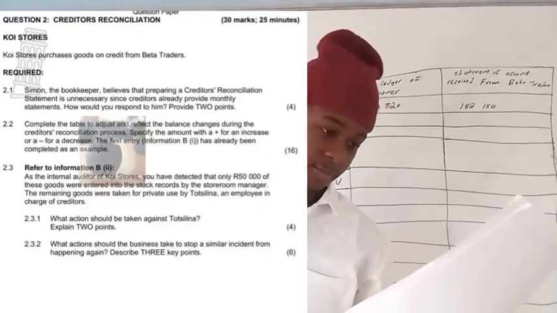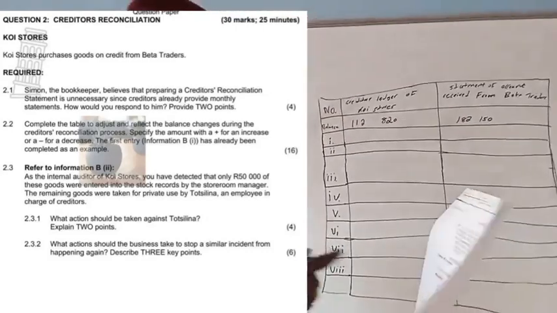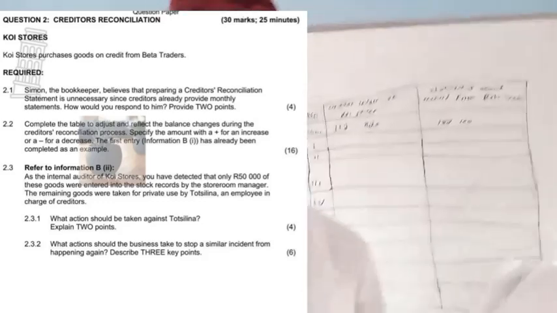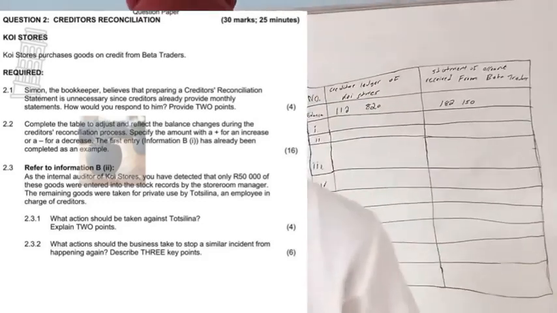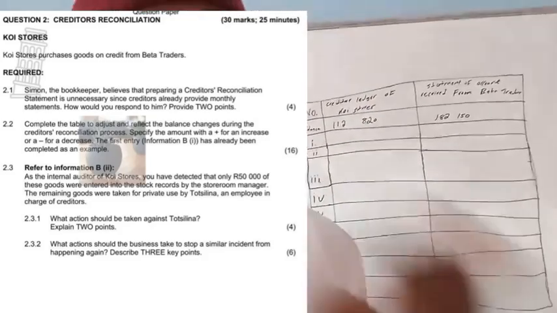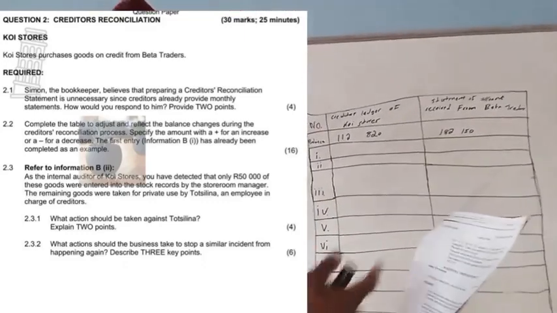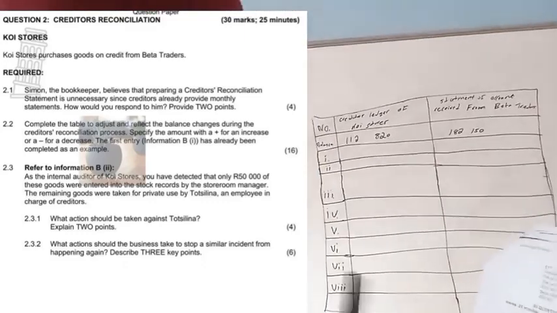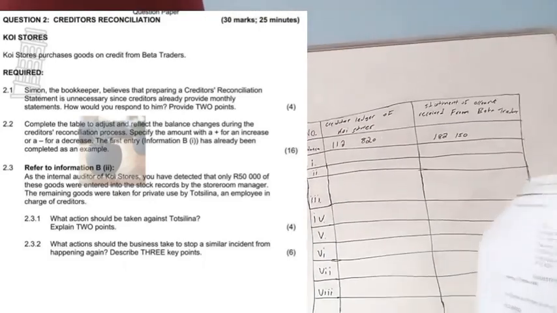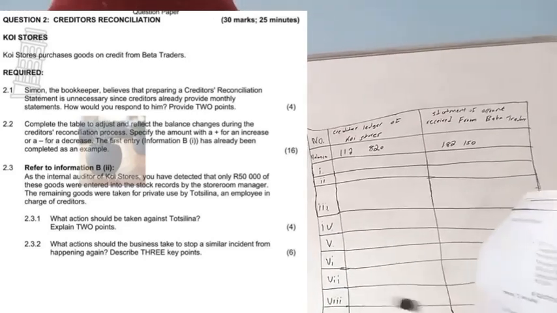So yeah, question 2. Koi Stores purchases goods on credit from Beta Traders. So Koi Stores is us. We purchase goods on credit from Beta Traders. So okay guys, 2.1 is saying Simon the bookkeeper believed that preparing a creditors reconciliation statement is unnecessary since creditors already provide monthly statements. How will you respond to him?